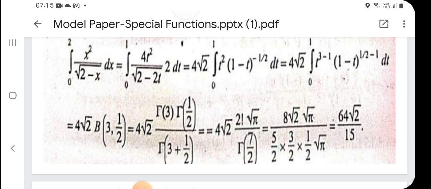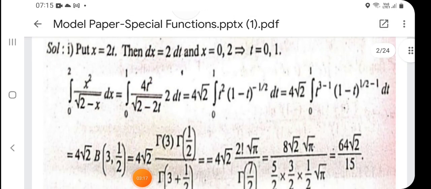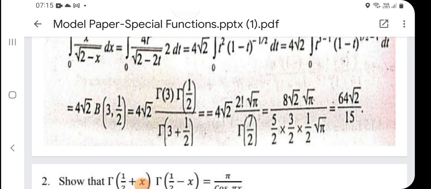Once again, gamma 5 by 2 can be written as gamma of 3 by 2 plus 1. So once again that becomes 5 by 2 into 3 by 2 into gamma of 3 by 2, that becomes 3 by 2 into 1 by 2 into root pi. So that becomes now 8 into 8, that is 64 root 2 into root pi divided by root pi, which gets cancelled here, gamma of half is root pi. So the answer is 64 root 2 divided by 15.